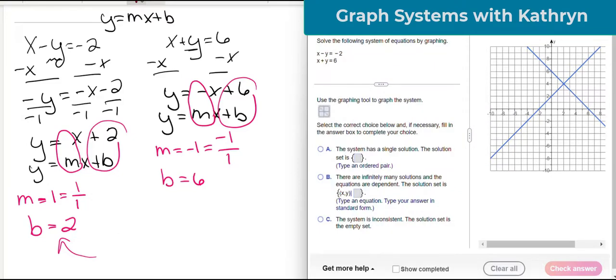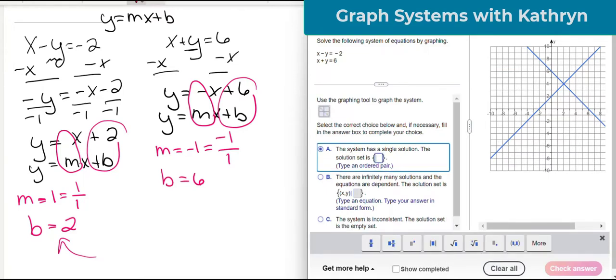Well, now it has another question. Select the correct choice below and, if necessary, fill in the answer box to complete the choice. We have actually a solution. And our solution is at 2, 4. So the system has a single solution, and that is at 2, 4.